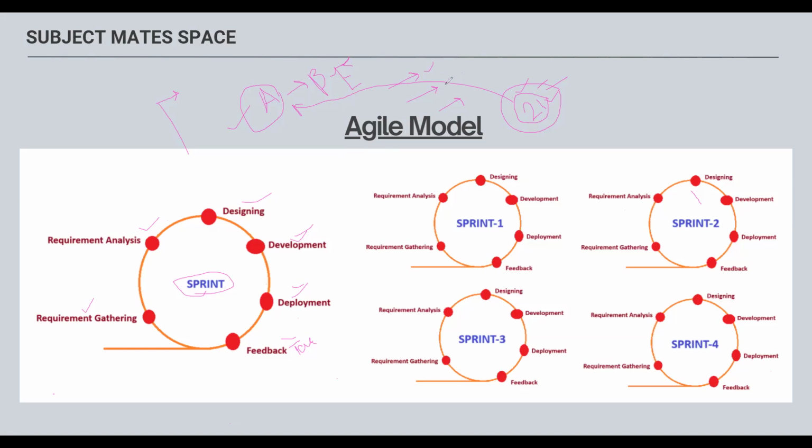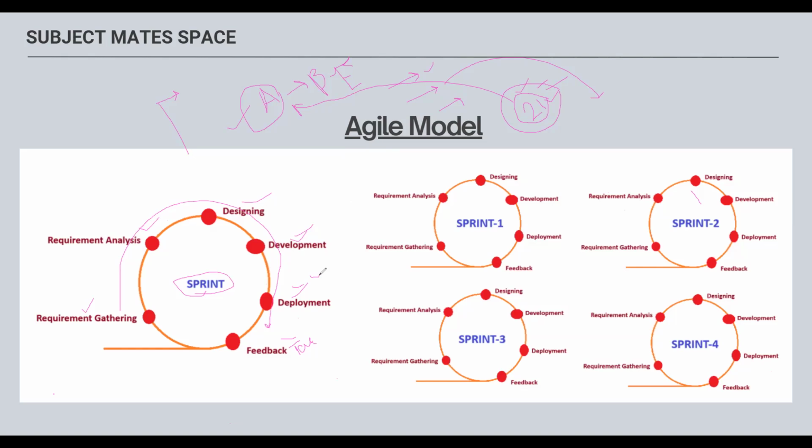Now next, after every sprint we will have something called a retrospective meeting. In that retrospective meeting, again all the team members of all the SDLC phases are going to sit together and analyze what went wrong and how we can improve it. After each sprint, we are going to sit again and analyze what went wrong and how we can do it better.